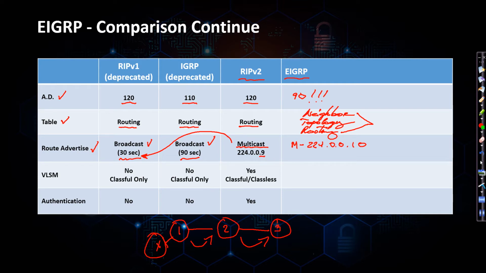The next on the list is variable length subnet mask, or the capability to do classless networking. Both RIP version 1 and IGRP do not support that, whereas RIP version 2 and EIGRP do support variable length subnet mask. And last on our list is authentication. Authentication on a router is its capability to validate its neighbor before sending out its routing information updates. RIP version 1 and IGRP do not support authentication, whereas RIP version 2 and EIGRP do support authentication per interface.